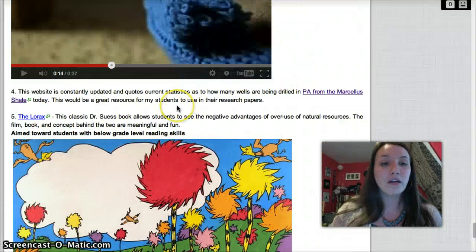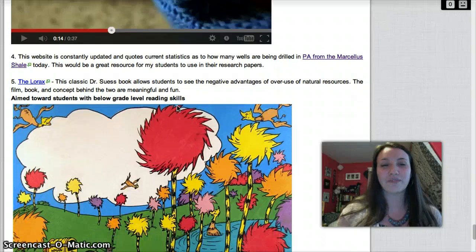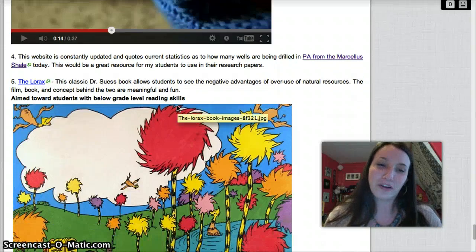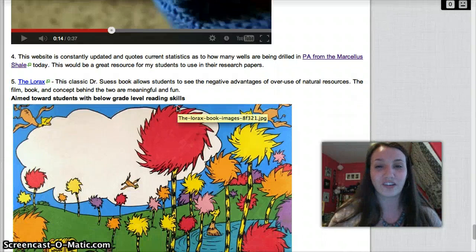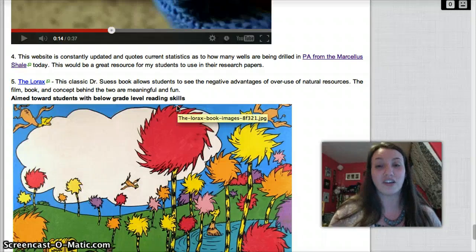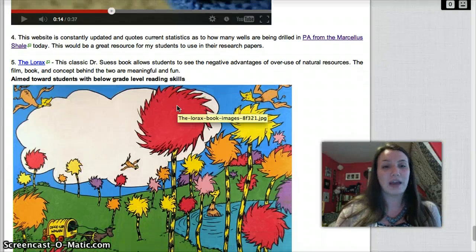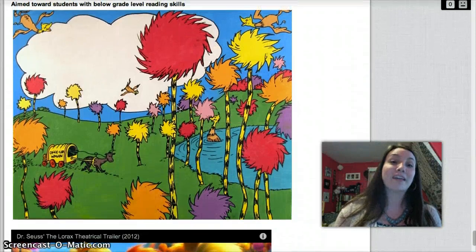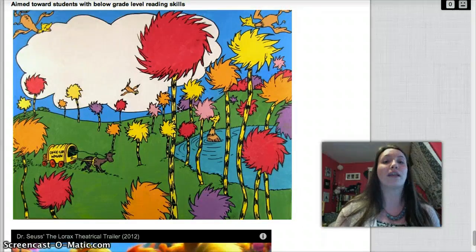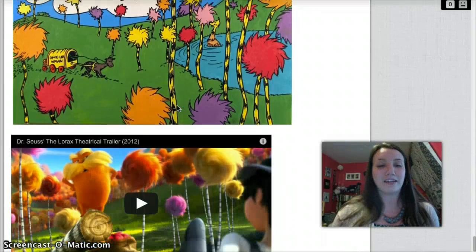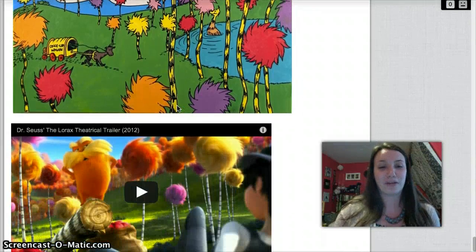The final and kind of a funny, unique resource I will share is the Lorax. And the Lorax is the classic Dr. Seuss books, which allows students to see the negative advantages, the disadvantages of overuse of our natural resources. The film, book, and concept behind the two are both meaningful and fun, and is obviously aimed at students with below grade level reading skills, but still gets across a pretty major point.